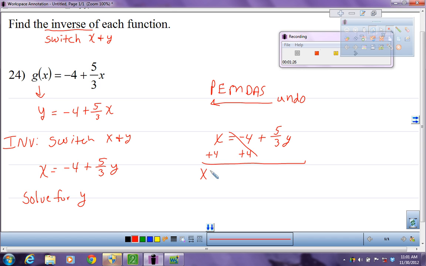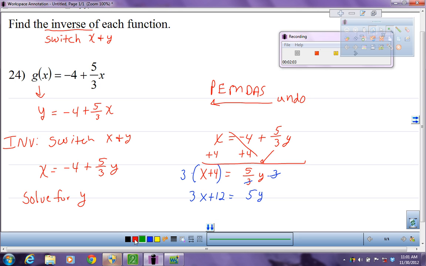And I have x plus 4 over here equal to 5/3 y. I just bring this down, right? There's no more adding and subtracting to leave the y by itself, but there is multiplying and dividing. So now I move to that. I can see here I'm multiplying by 5, dividing by 3. So I'm going to get rid of the bottom number first. You multiply everything times 3. So that means that x and 4 get multiplied by 3. Over here, these 3's cancel, leaving you 5y.